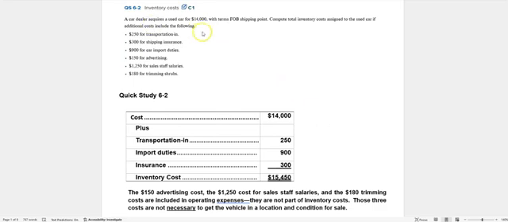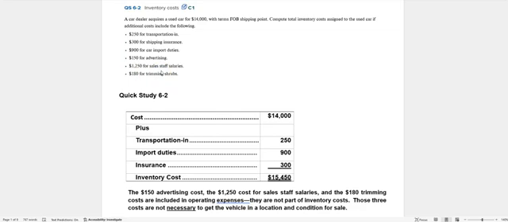A car dealer acquires a used car for $14,000 with the terms FOB shipping point. We are going to compute the total inventory costs that we assign to the purchased car if additional costs to the purchase include the following. So in addition to paying $14,000 to buy the car, they paid $250 to transport the car in, shipping in, $300 for insurance while it was being shipped, $900 for car import duties, which is taxes, $150 for advertising, $1,250 for sales staff salaries, and $180 for trimming shrubs.